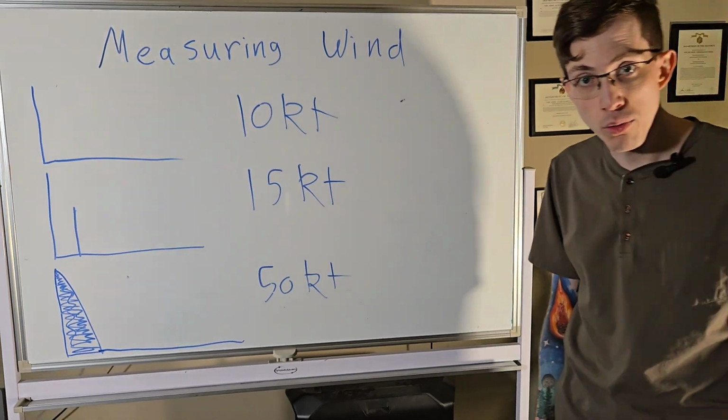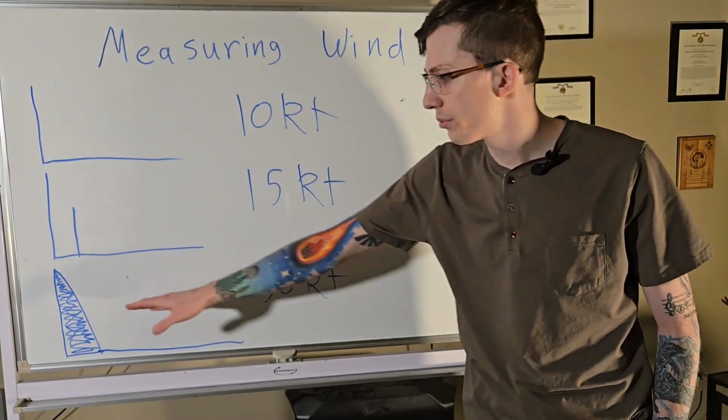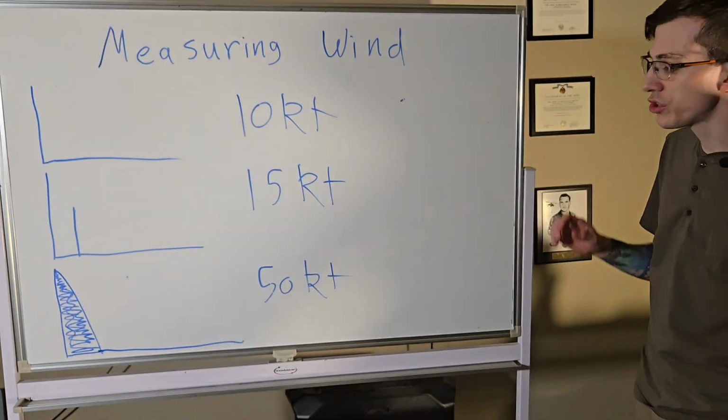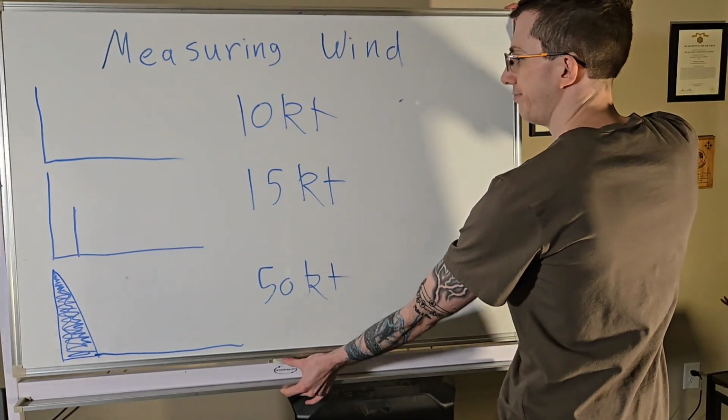And then when we get into more increased speeds of 50 knots, we start to put on the windsock, or the flag as we call it. That is just the speed. Let's take a look at direction.